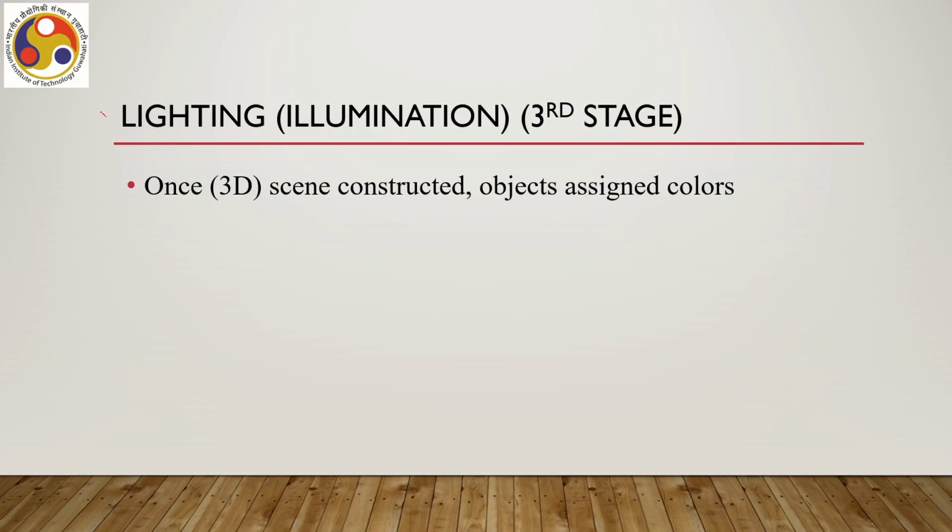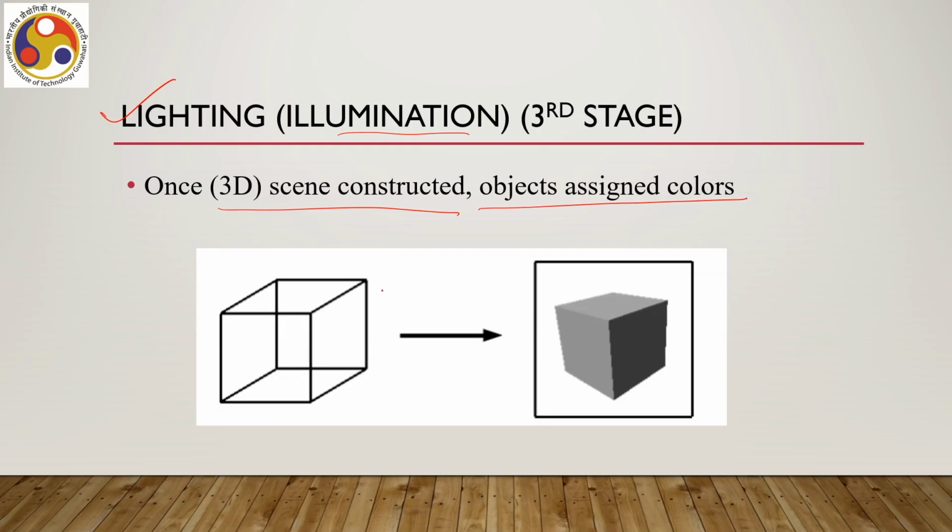Third stage is the lighting stage, lighting or illumination stage. Once the 3D scene is constructed by putting the objects together, we can assign color to the objects. Say here, this is the object definition, it is barely the boundaries shown here. However, when we assign color, we get something like this.